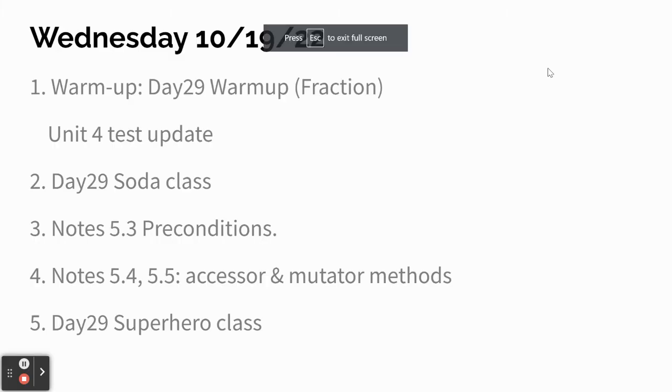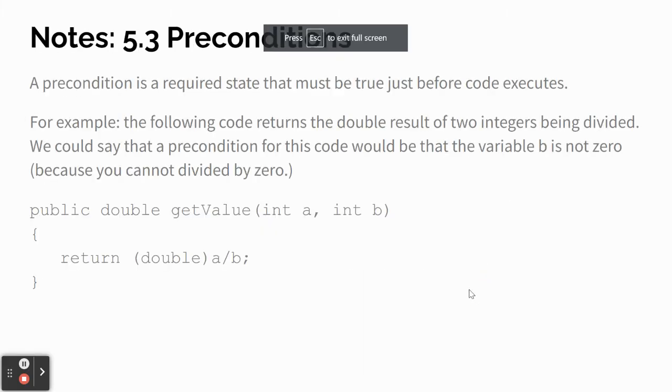Okay, here we go. So we're doing 3 sets of notes right now. 5.3 is on a topic called preconditions, which is pretty much what it says. A precondition is something that has to be true before something happens.